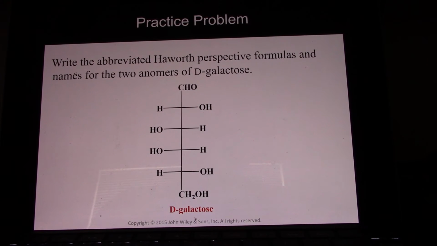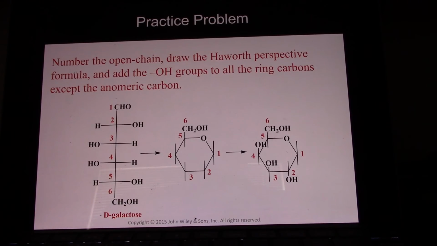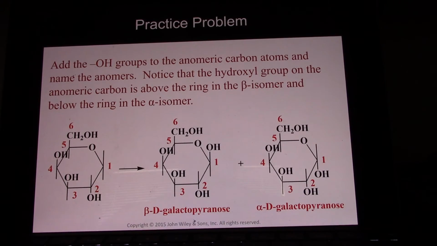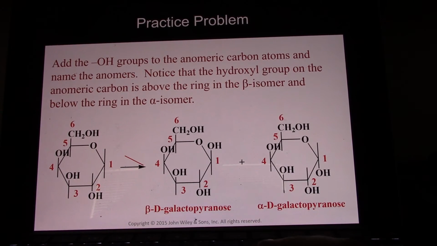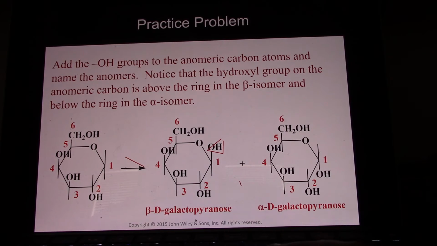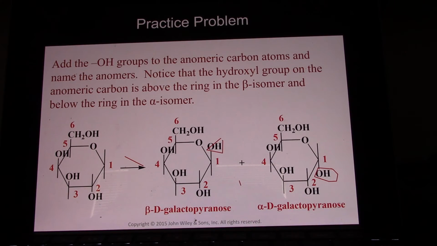So write the abbreviated Haworth perspective formulas and names for the two anomers of D-galactose. Well, you're going to get alpha and beta. You get beta D-galactopyranose, and again beta, the OH at the anomeric carbon is up, just like in beta glucose. And we get alpha D-galactopyranose, because the OH at the anomeric carbon is down. It's alpha.